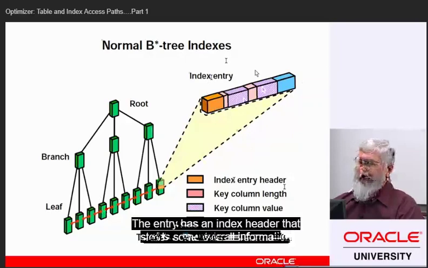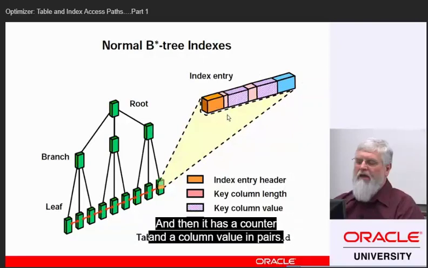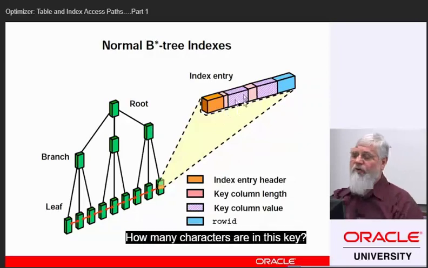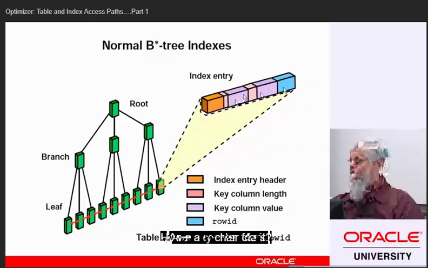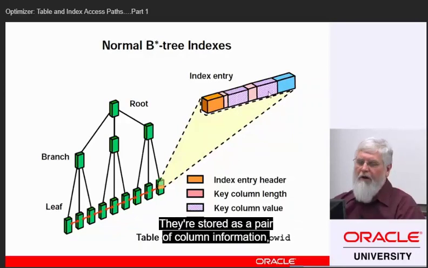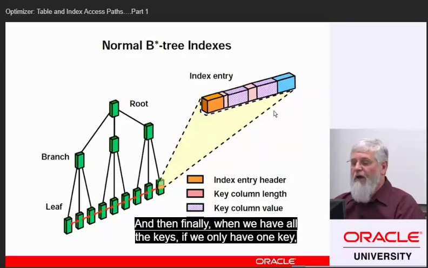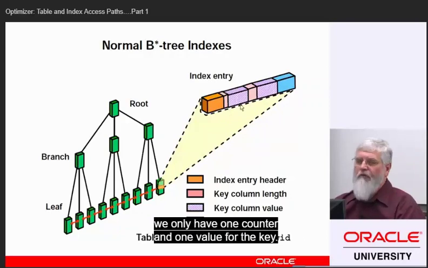How many characters are in this key, and a counter for it. How many characters? And this is an example of having 2 columns in an index. They're stored as a pair of column information: a counter and the key value, a counter and the key value. And then finally, when we have all the keys, if we only have 1 key, we only have 1 counter and 1 value for the key. At the end, we have the row ID. Okay, and it points to a particular row in the table.